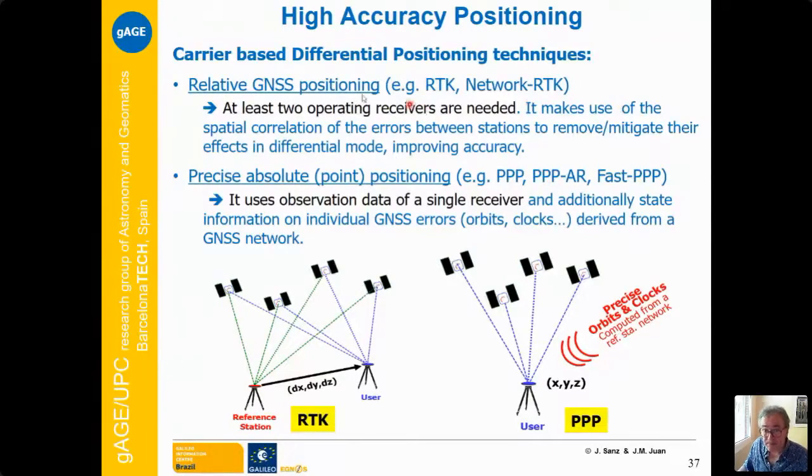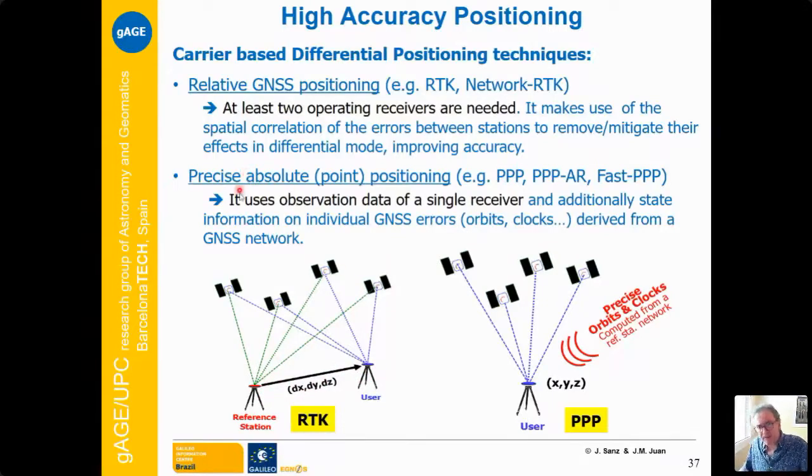And here in RTK, the idea is to make use of the idea we have presented before. Errors are similar for users separated tens of kilometers and can be removed or mitigated in differential mode.